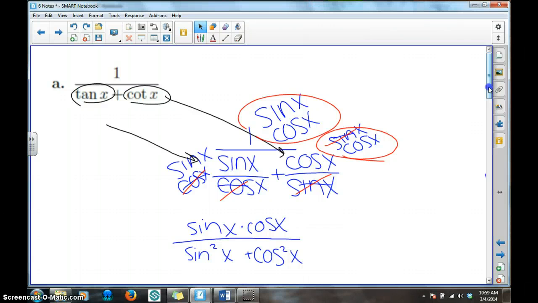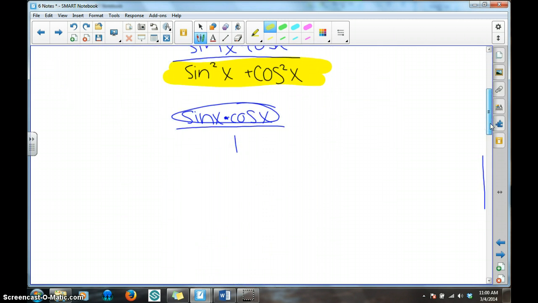At this point, you're done with the really hard part, but you do have to be able to visually see that this stinker is supposed to ring a bell. And the bell that it's supposed to ring is that it's a 1. Which made your answer sine times cos. Have a seat.